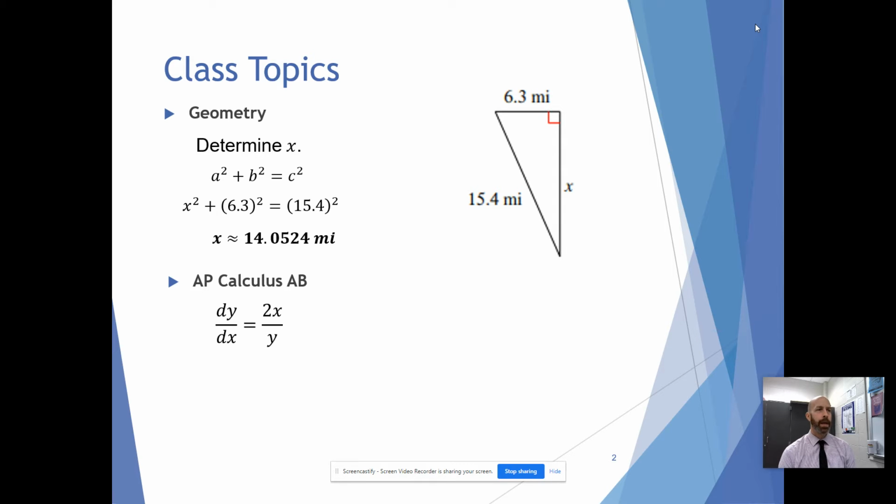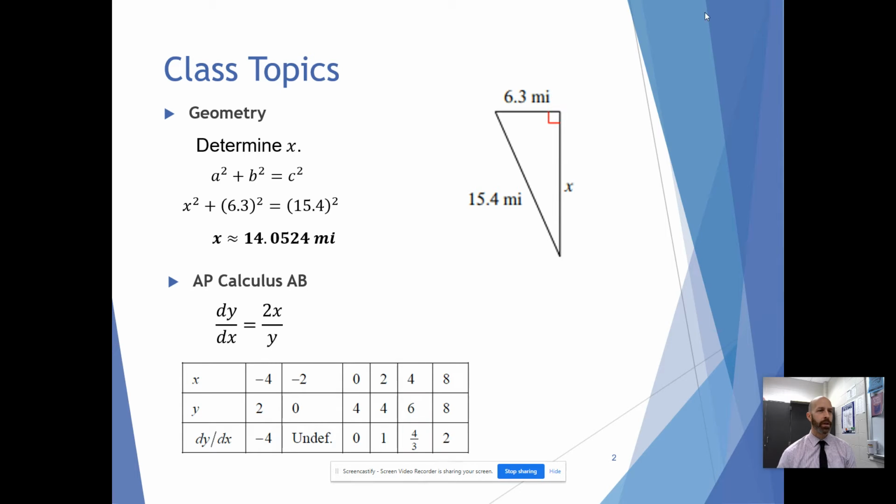In AP Calculus AB, we are looking at Chapter 5 now, which is specifically on differential equations. Here's an example of a differential equation. We know that dy/dx is equal to 2x over y, and we are looking at things called slope fields. So we want to try to generate a slope field for this particular differential equation. We just do that by creating a table of values, and we can plug in various values for x and y into the right-hand side of that equation.